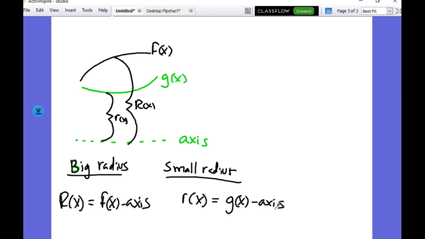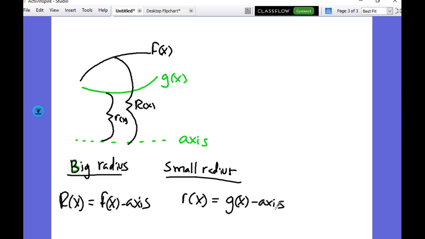Is there always going to be an f of x and a g of x? There would have to be, for the washer method. One that's further away from the axis and one that's closer, so that there's that hole in the middle. And I guess you could say that that's a distinguishing difference between the washer method and the disk method.